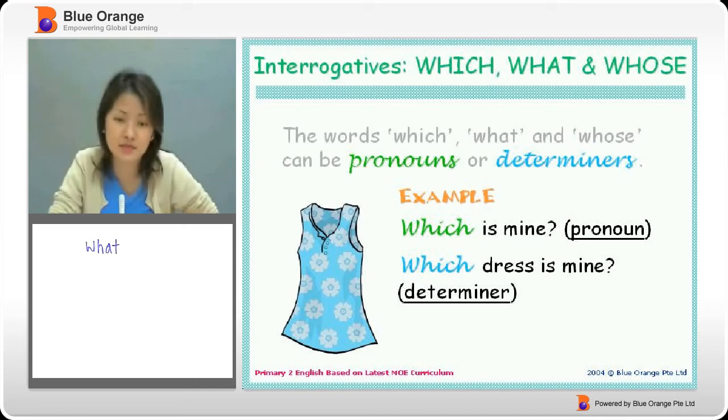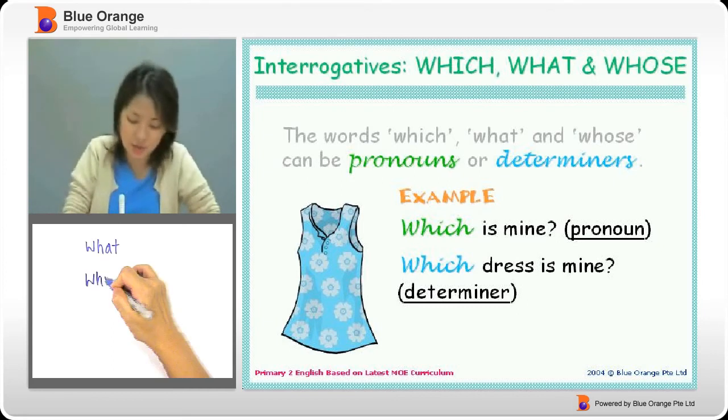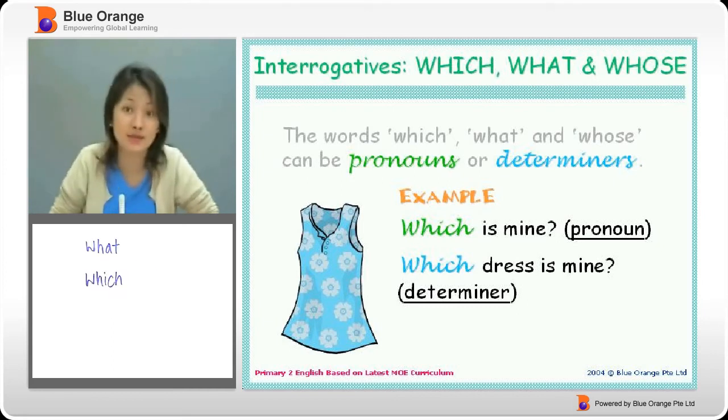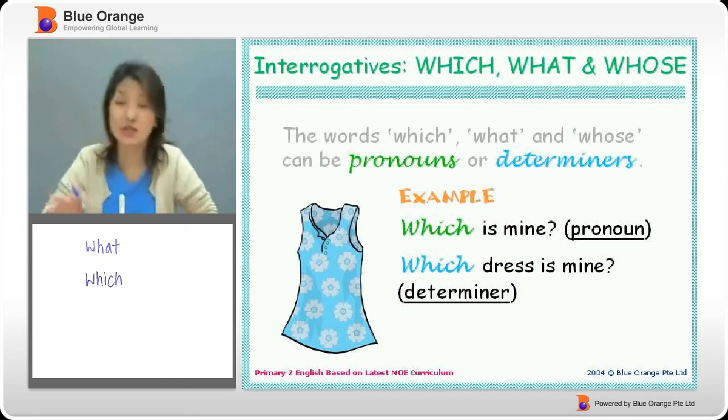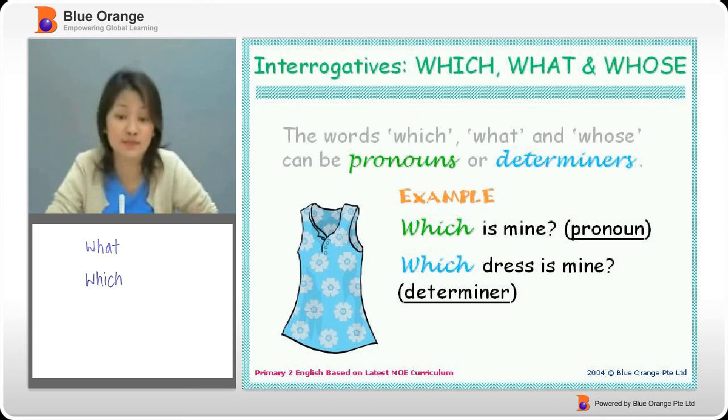But let's look at the other interrogatives. For example, which. When we talk about which, we are also looking at pronouns as well as determiners. Which is mine is a pronoun. Which dress is mine is a determiner. It determines which one is yours. Alright? Which is used when we are making a choice, and you know definitely which one. For example, which drink do you want? Coffee, tea, or milk? So you know that there are these three choices, you make one choice.